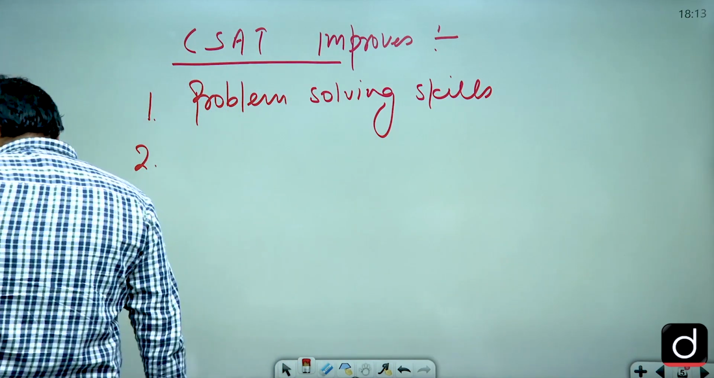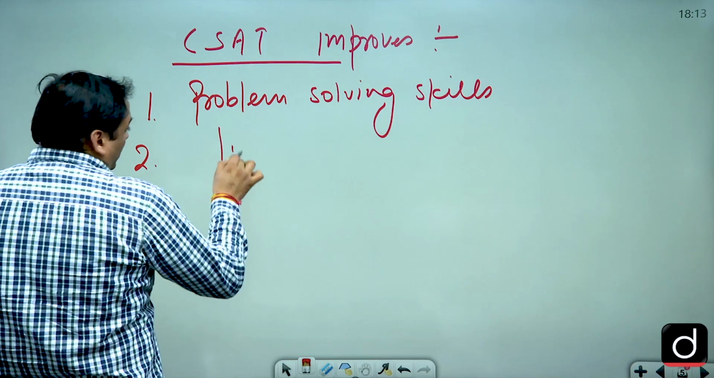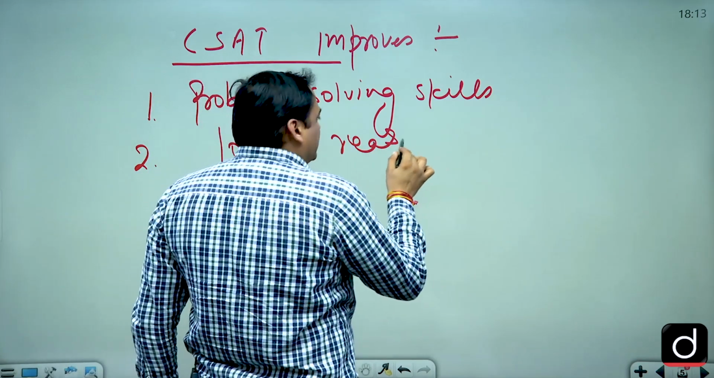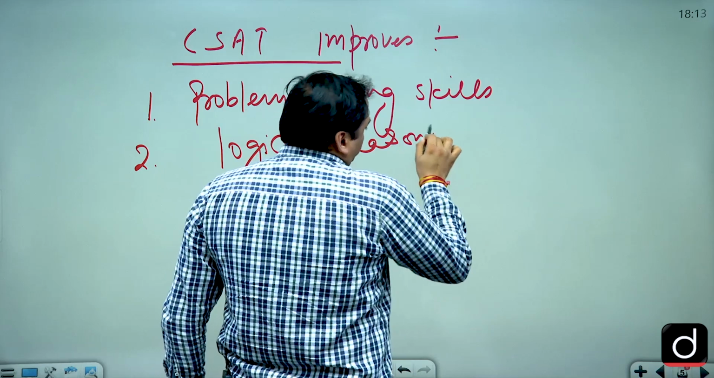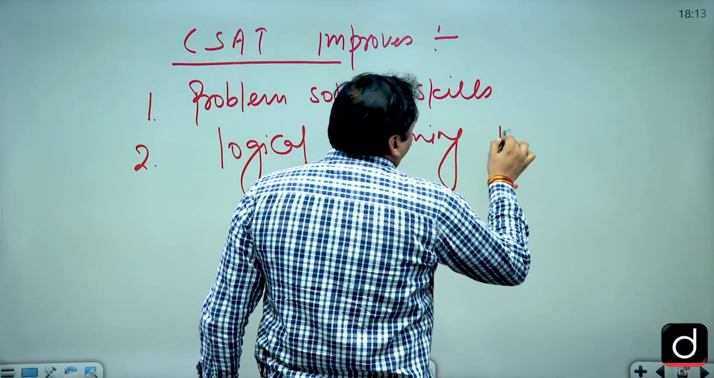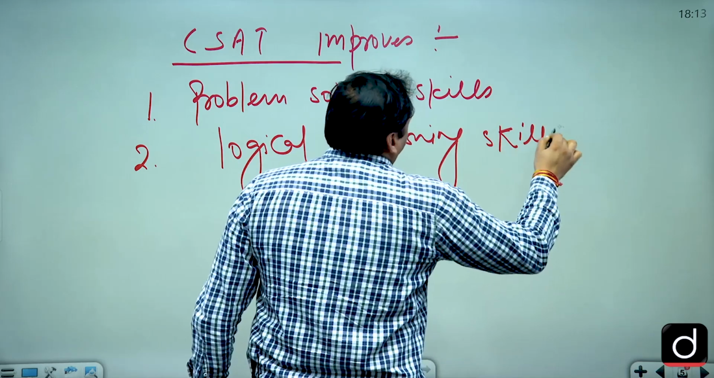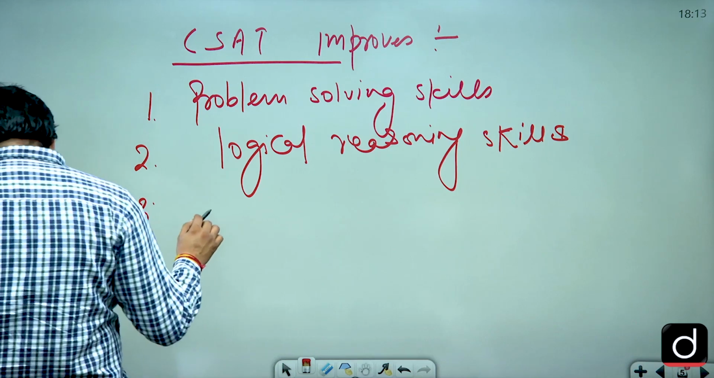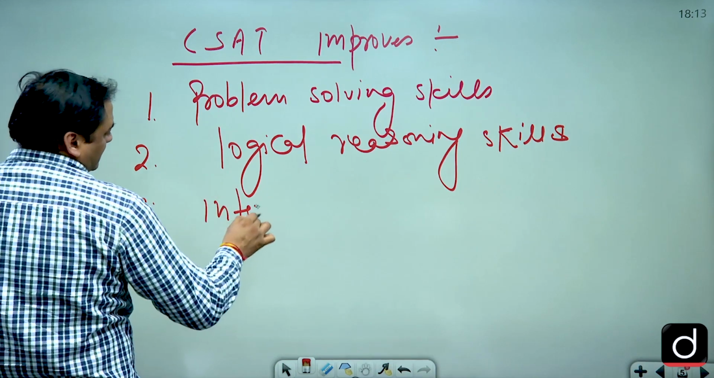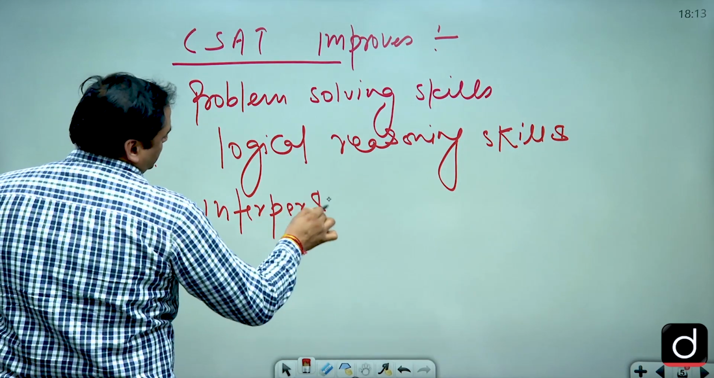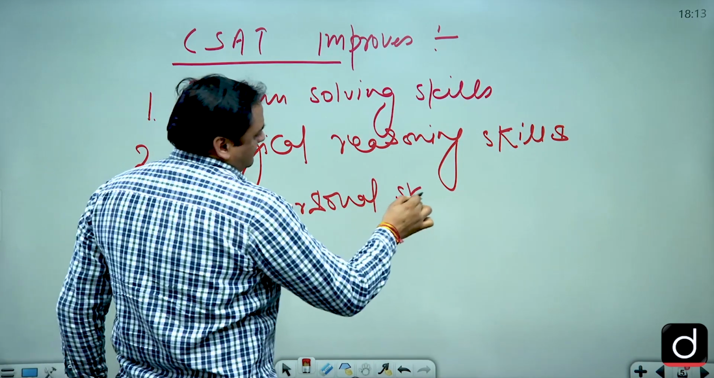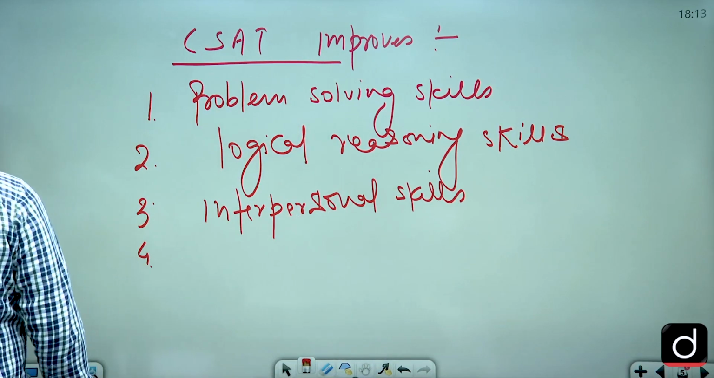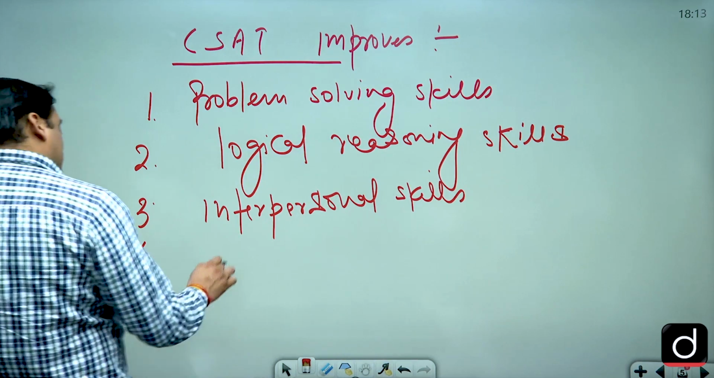The second thing that is very important for you: you need to understand things logically. So logical reasoning helps from this particular point of view. So what are logical reasoning skills? You understand? Yes. The third thing, it helps with interpersonal skills. Again, this is important. The fourth one, what does it do? Decision making.